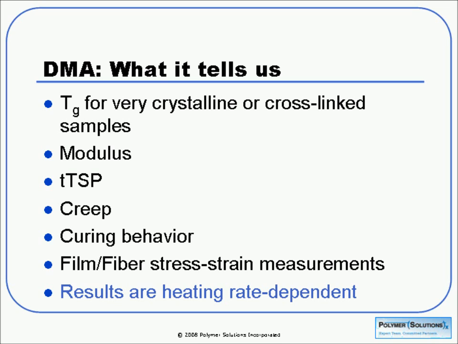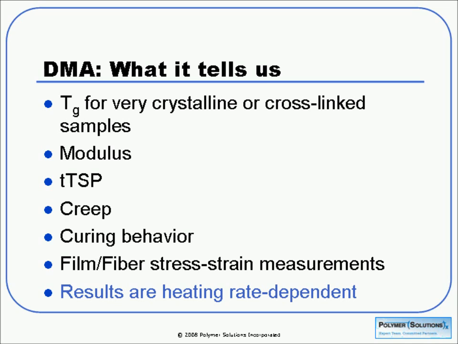What does it tell us? Well, it's one way to get Tg. It's especially good if you have a very crystalline or cross-linked sample. You can imagine that if you have a lot of crystallization or cross-linking, the amorphous fraction would be low, and therefore the Tg signal that you would get from that if you try to run DSC might be too low to see. DMA, though, is very, very sensitive to this, and it would be the preferred method to measure Tg in this situation.